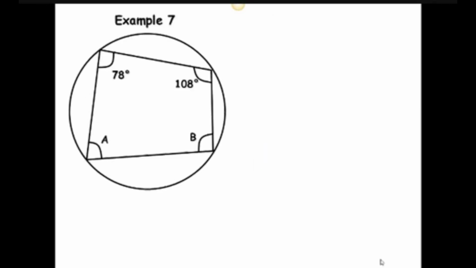Okay, let's look at some examples. So we can see we've got a cyclic quadrilateral there, and what we can see there is opposite angle A, you've got 108 degrees, they've got to add up to 180 degrees, which means A must be 72 degrees. Opposite angle B, you've got 78 degrees, again they've got to add up to 180 degrees, so B must be 102 degrees.